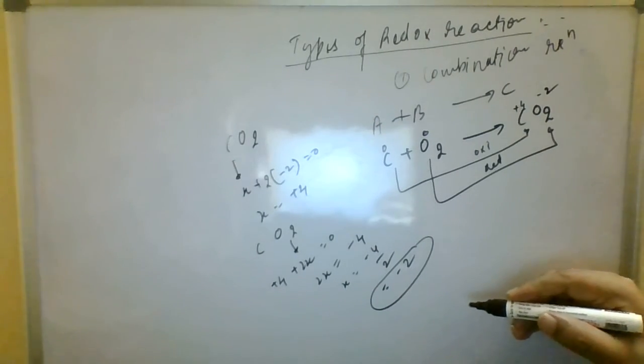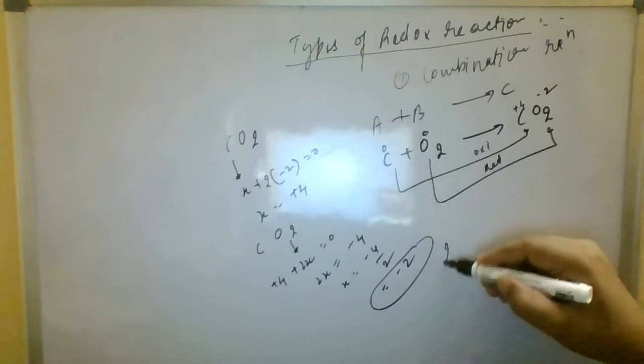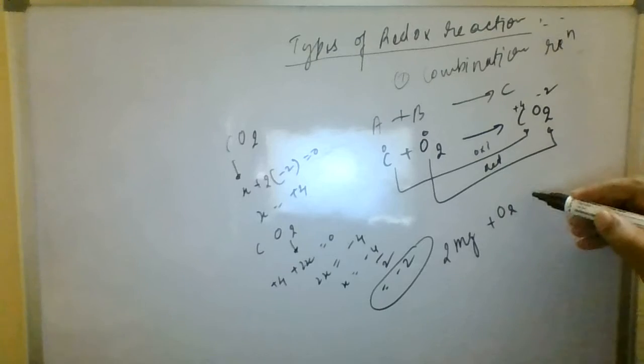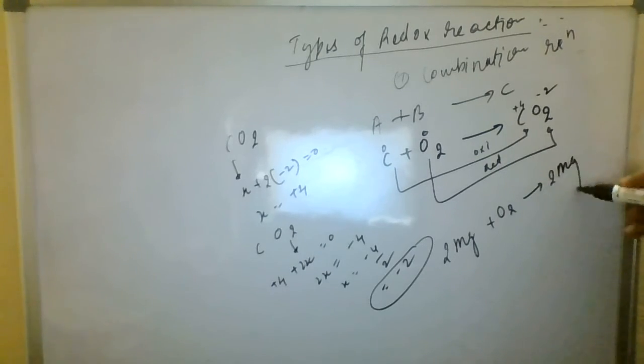And suppose you take 2 Mg atoms combined with O2, and this gives 2 MgO.